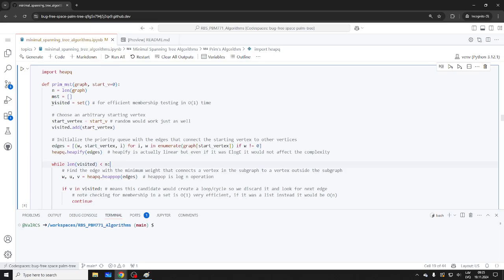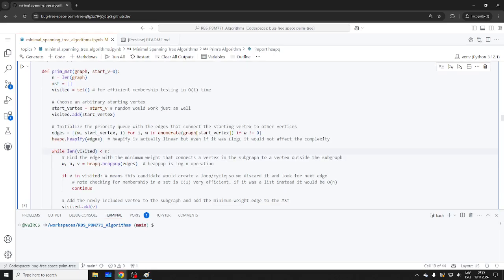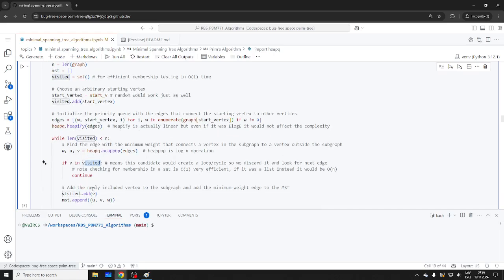Or we could check the length of this, of course. While we have anything to visit, we keep finding. We pop the current cheapest one. If the vertex is visited, this is an O(1) check, a very cheap check, we can continue. Otherwise, we add it.